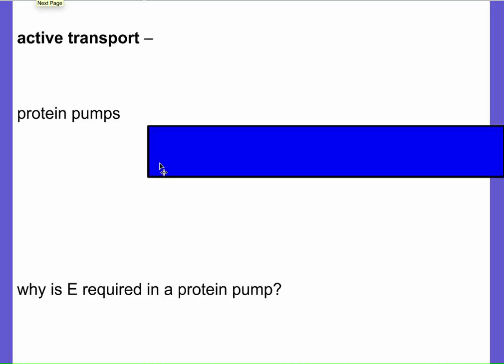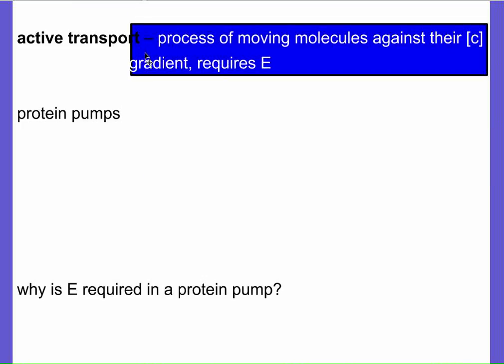Okay, first off, active transport. Moving molecules against their concentration gradient is going to require energy. Remember before we talked about letting things go where they want to go? They always want to go from high concentration to low concentration. This is when you want to force things to go against their concentration gradient. So you're moving them from low concentration to high concentration because you need to do that in a cell.